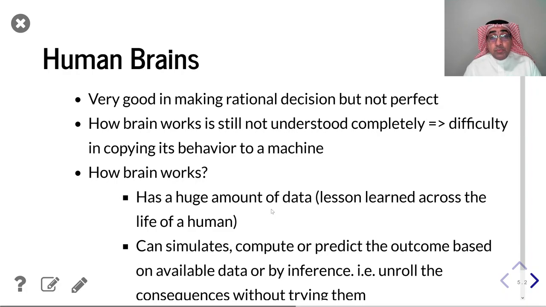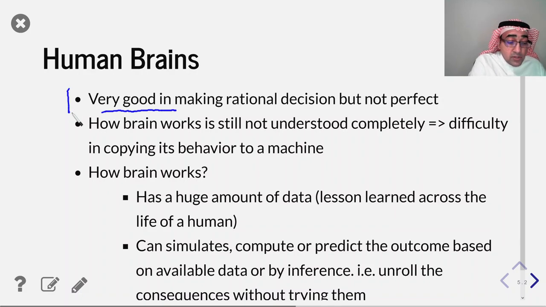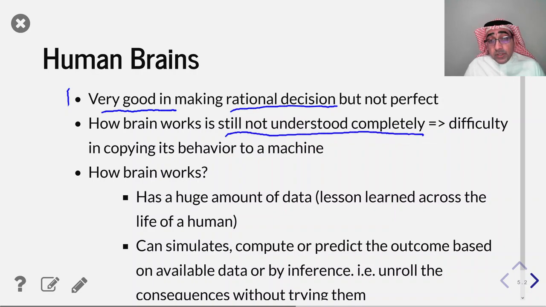Now let's talk about human brains. Now, as I said, this is not a biology class, so we're not going to go into the details, but human brains, number one, are very, very good at making rational decisions, okay? We don't know actually how we do this, but we do perform, and we are the best actually at performing rational decisions, okay? So we take rational decisions. But the brain, we still do not understand how it completely works.